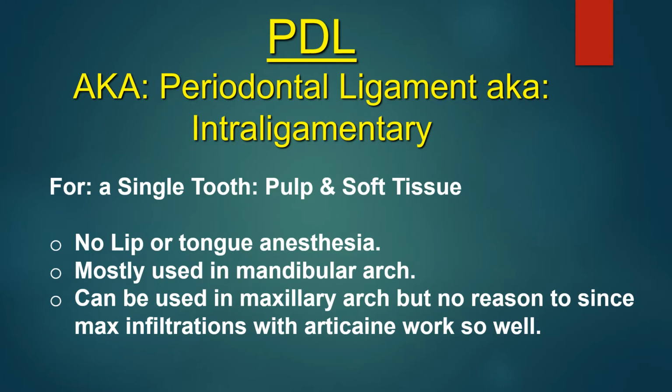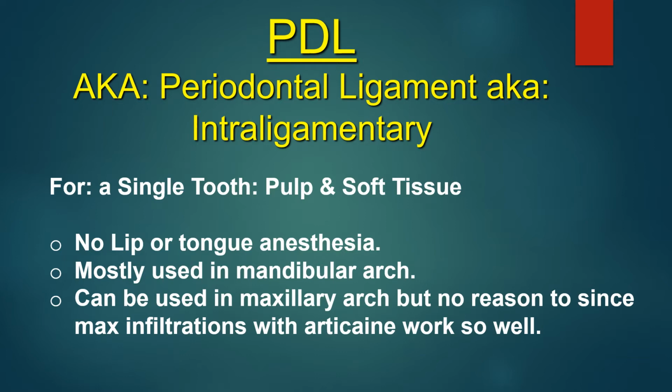Another word for the periodontal ligament injection is intraligamentary. You're actually putting the needle in the periodontal ligament area, and that's how they get part of this word, intraligamentary, into the ligament. So that's easier for you to remember. It's for a single tooth, the pulp and soft tissues.